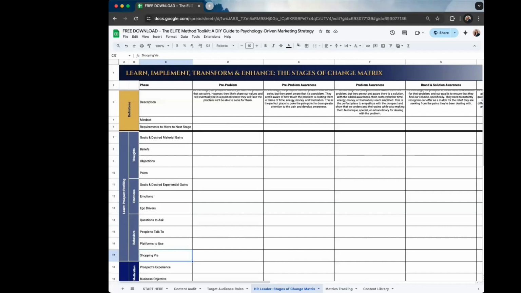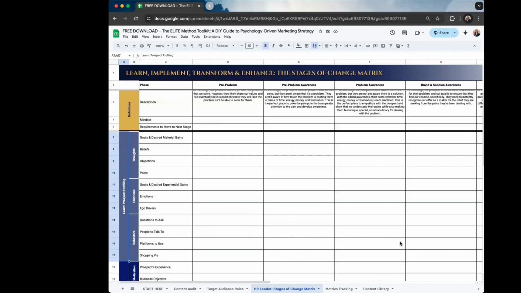Now, it's highly likely that you won't have anything filled in for this shopping row until you get farther down the stages of change, closer to brand and solution awareness, problem awareness, and so on. And that's okay. The point is not to fill in every single cell because it's there. The point is to create a fully formed psychological profile of your target buyer with the most helpful and relevant insights. Step 2, learn, is the part of building out your strategy that will take you the most time.